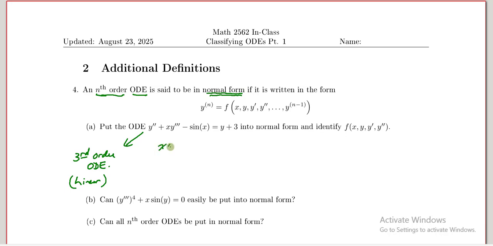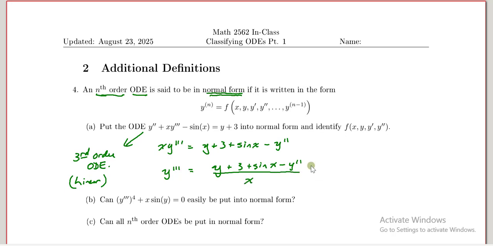If I first go ahead and subtract over all of the other terms from this side, we would have y plus 3 plus the sine of x minus y double prime. And if we divide through by the variable x, we would get y triple prime is equal to y plus 3 plus the sine of x minus y double prime, all divided by x. And we've now isolated the highest order term, so this is in normal form.